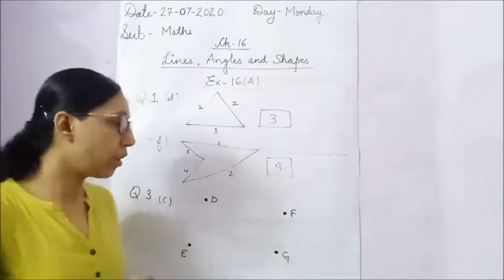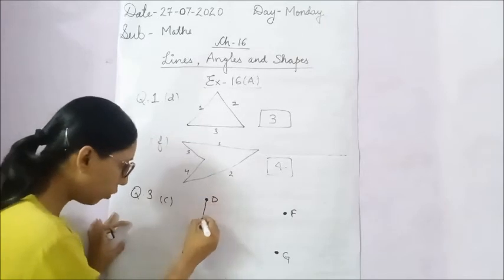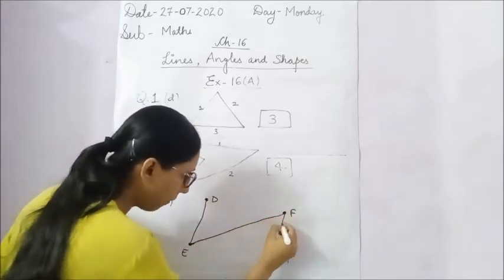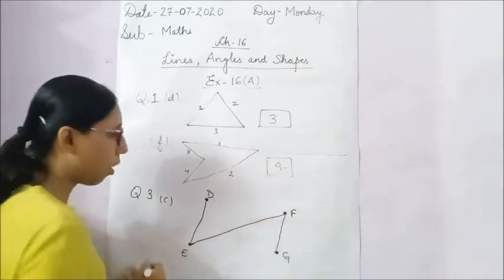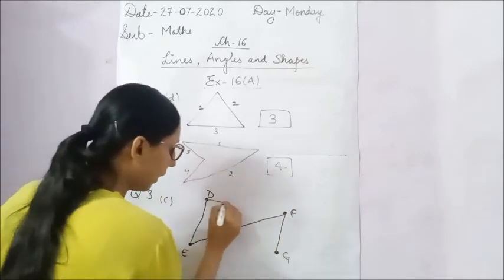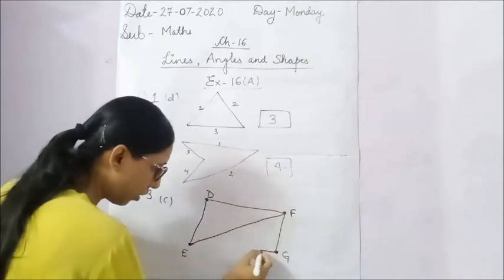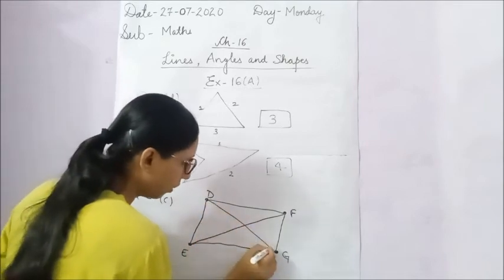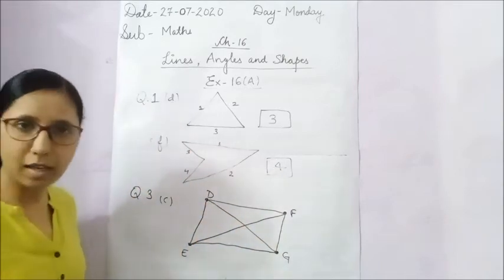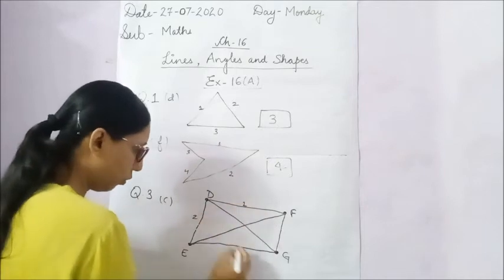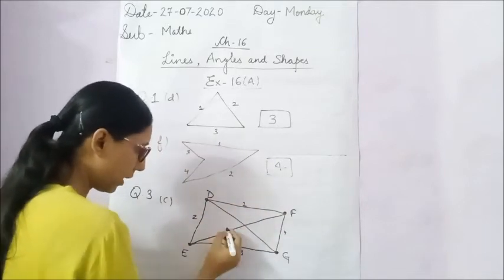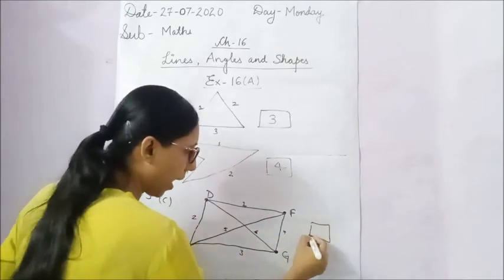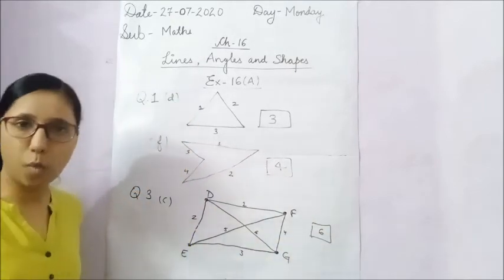And in C part of question number 3, when you join D to E, E to F, F to G, और what you can do, इस D को भी हम F से join कर सकते हैं, G को भी हम E से join कर सकते हैं, and we can join D to G. So how many line segments are there? 1, 2, 3, 4. This one is 5th and this one is 6. So you have to write 6 in that box.